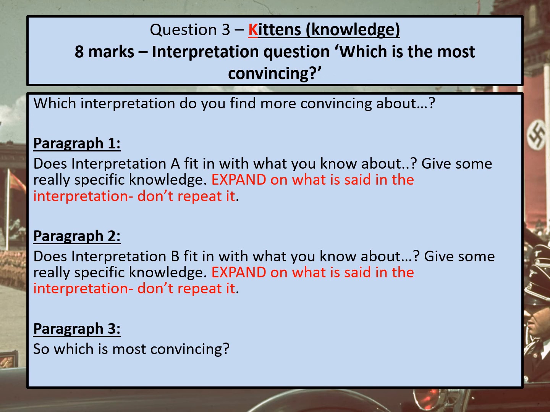But it's important obviously that you do set this out as 3 paragraphs. Paragraph 1 has to be about interpretation A. You have to give different points from the text and explain why these points fit with your own knowledge, and you've got to use some specific details. You do the same really for paragraph 2, but you do it for interpretation B. And then paragraph 3, you have to say which one is the most convincing overall, and you do have to make sure you justify why you think that.